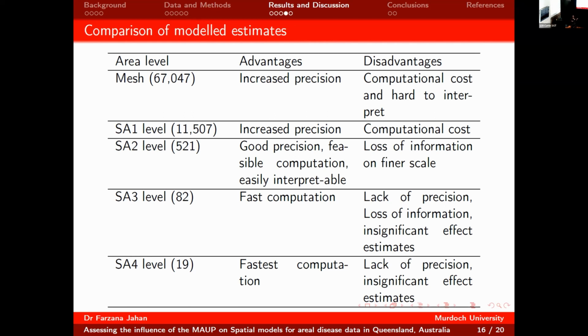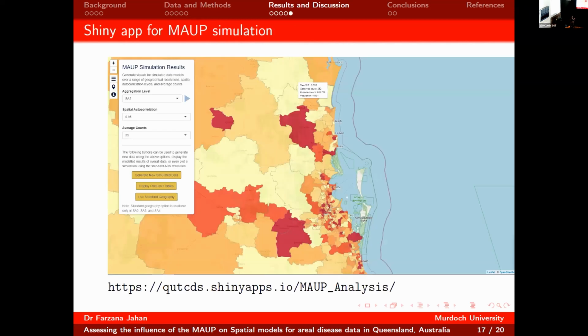One disadvantage of having a smaller aggregate level is the computational cost. For mesh block and SA1 level, you cannot use your computer to run the models. You need a high performance computing system. So those are some issues we have found.